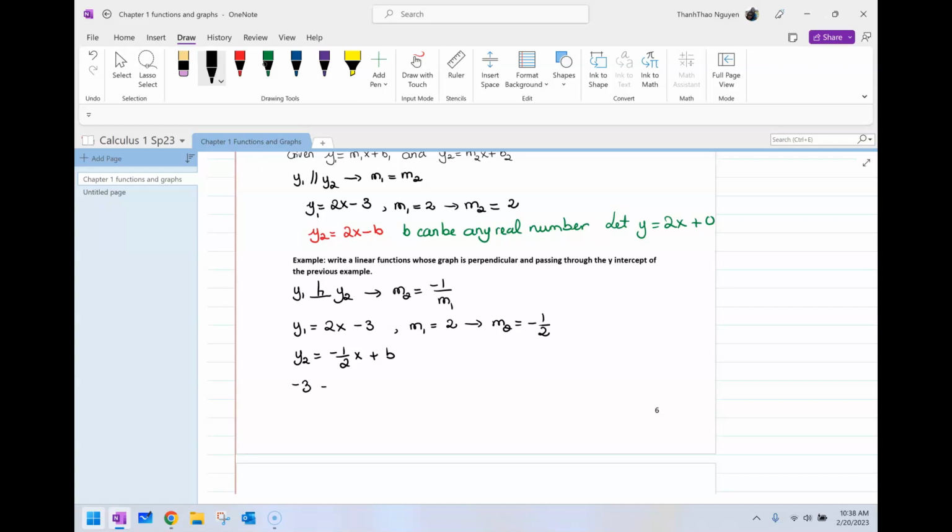This means I can calculate b by replacing the point (0, -3) into the equation. So -3 = -1/2 times 0 + b. Therefore, b = -3. So y2 = -1/2 x - 3, and this line is perpendicular to the previous one.